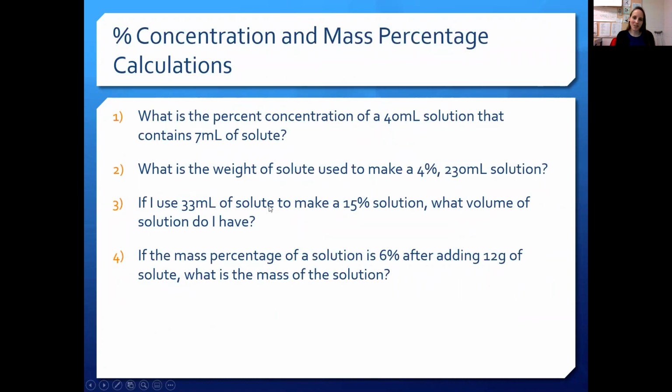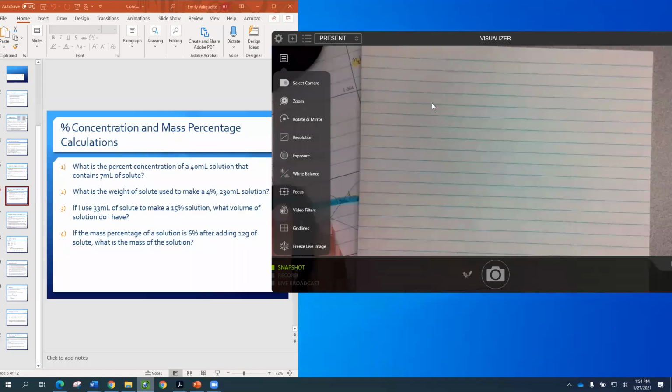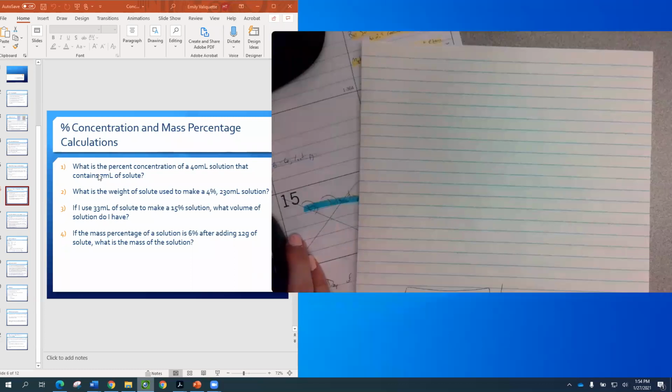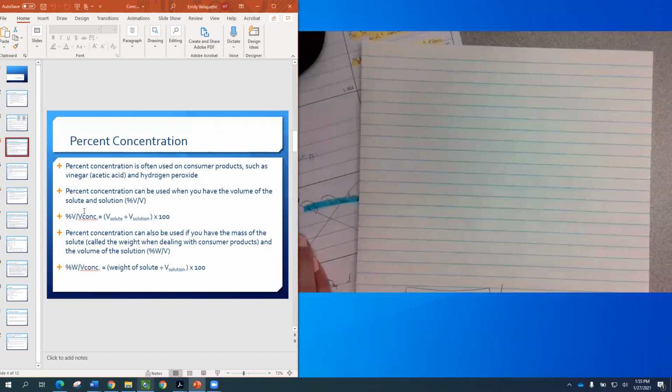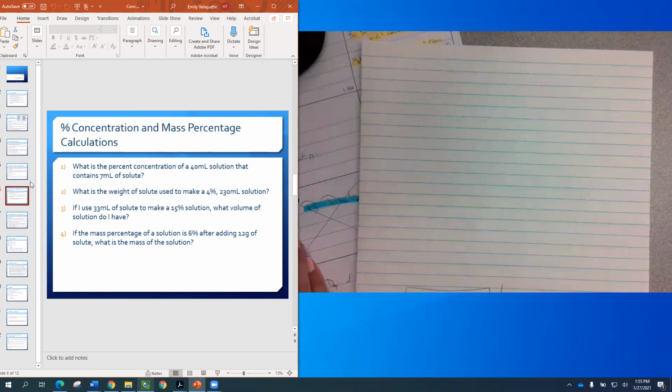So we'll go over the first of these calculations together, and then you guys can try the next three on your own. Okay, so for the first question, it says, what is the percent concentration of a 40 milliliter solution that contains 7 milliliters of solute? Because both our solution and our solute are measured in milliliters, we are going to be using this formula right here, the one where both of them are in volume: the volume of the solute divided by the volume of the solution times 100.